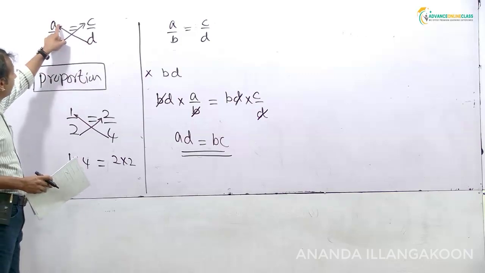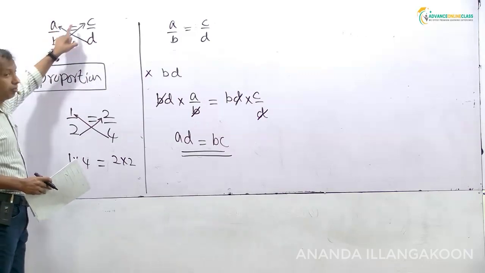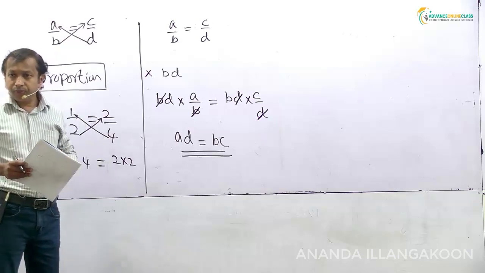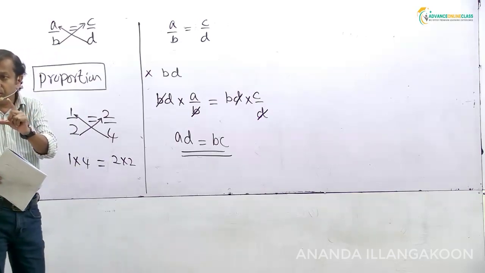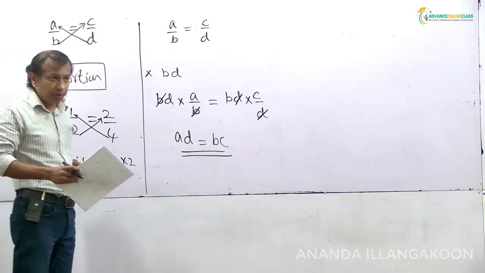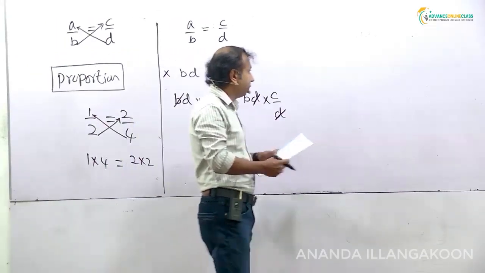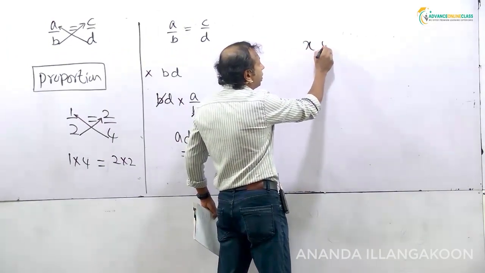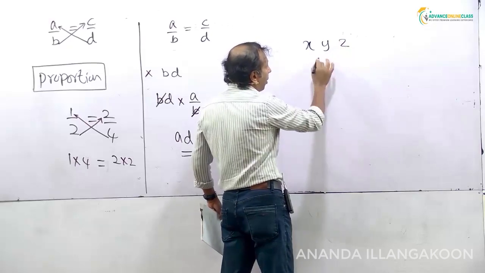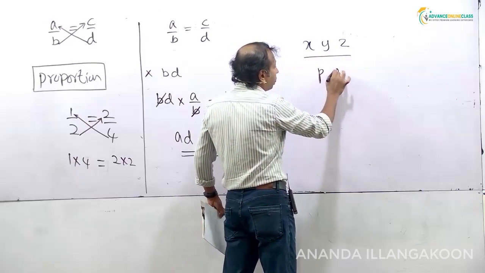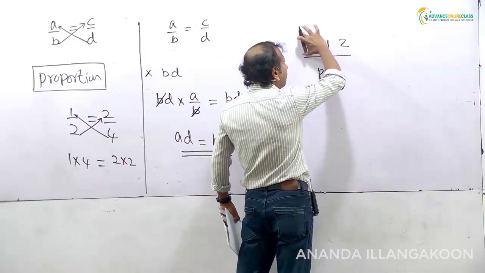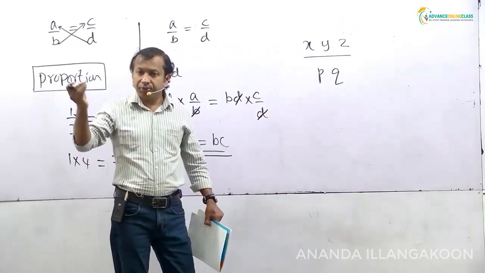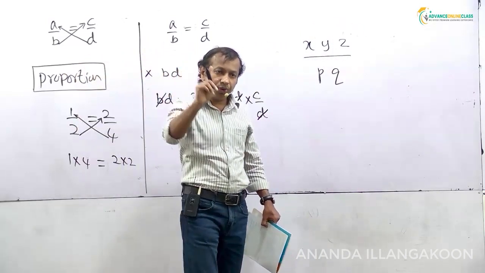This D we can bring here, this B we can bring here. Really, we can prove a few more. Remember, when we have a proportion this way, for example, I write a general statement like this: XYZ over PQ. What is XYZ really? XYZ means the product of three numbers. The product of three numbers finally gives a single number, no?